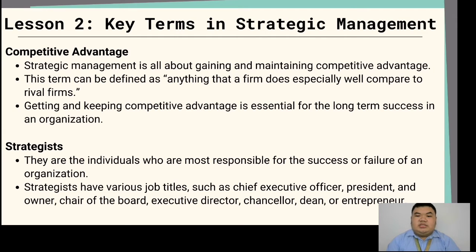Next are the strategists. They are the individuals who are most responsible for the success or failure of an organization. They are the ones who are skilled in planning the best way to gain an advantage or to achieve success. The people considered to be strategists are the Chief Executive Officer, President, Owner, Chair of the Board, Executive Director, Chancellor, Dean, or simply the entrepreneur. Because they are the ones who create and implement the strategies in order to make the company or business successful.